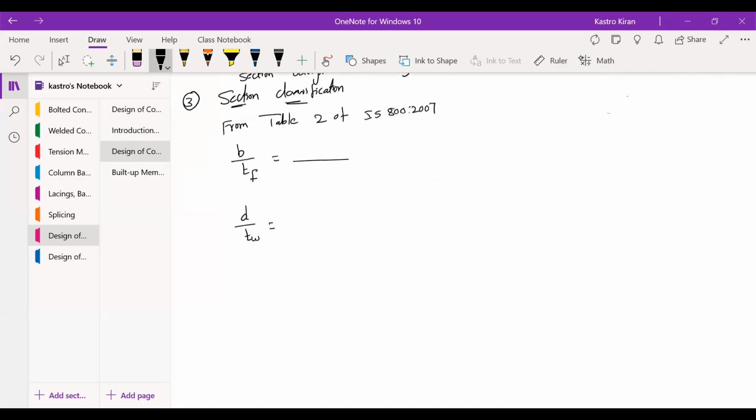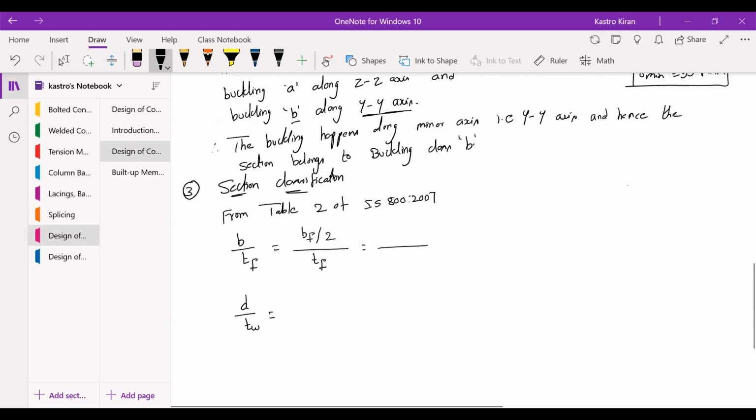The value of B we don't know. Don't confuse, it is not BF, it is just a B. How will you find out the B value? It is half of the width of the flange, that is BF by 2. Half of the width of the flange will be the value of B. And the thickness of the flange we know, however. Remember, B equals BF by 2.